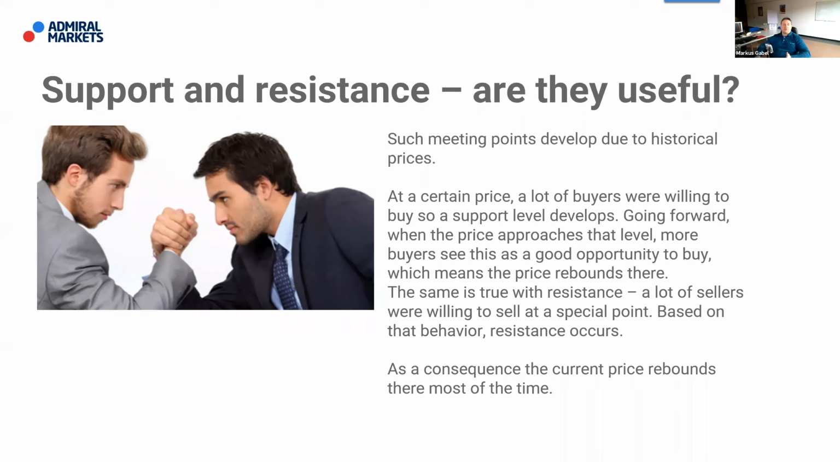The same is true with resistance. A lot of sellers were willing to sell at this special point on the upper side, and based on that behavior, resistance occurs, based on the past. And this is why support and resistance work really, really well, and why they are really useful for any kind of special trading strategies. Of course, as a consequence, the current price rebounds there most of the time.